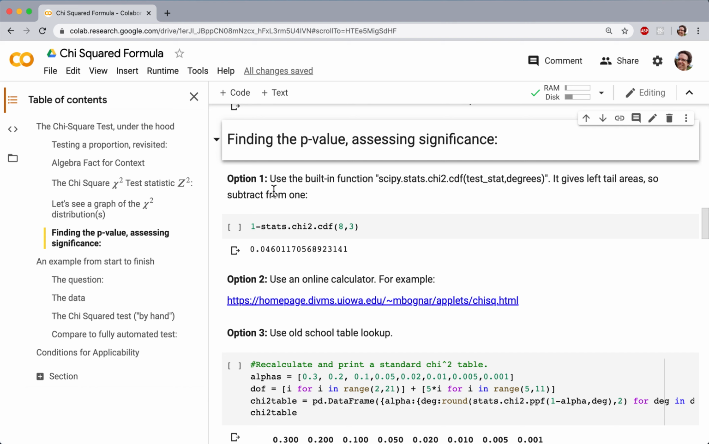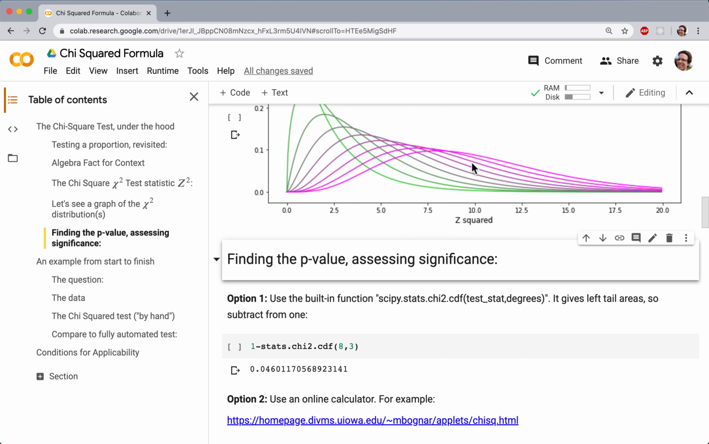So how do we find the p-value? Well, one way, and the simplest way, if you are working within Colab or any interface to Python, is to use the scipy.stats chi2.cdf function, which directly calculates that right tail area. Actually, I lied. It directly calculates the left tail area, which is kind of unfortunate, but standard. It's the right thing to do, but it's inconvenient for us. So if you actually want the right tail area, you have to subtract from 1.